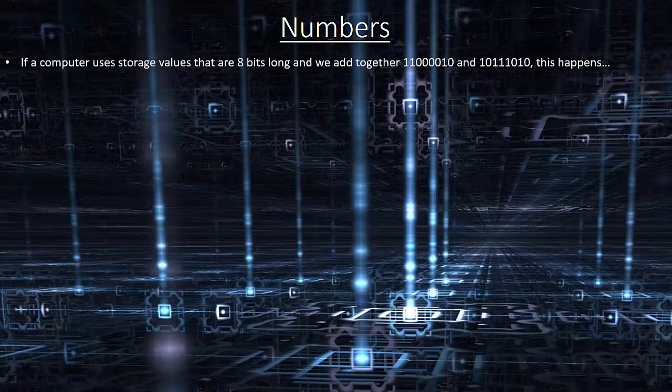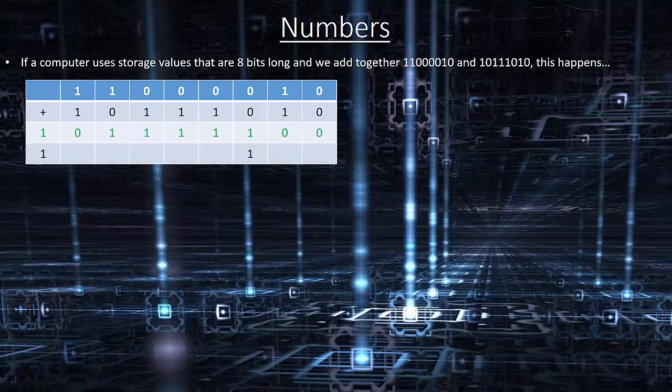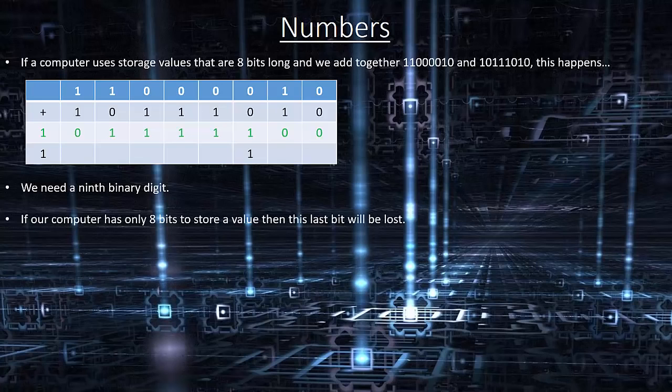If a computer uses storage values that are 8 bits long and we add together 11000010 and 10111010, this happens. We need a 9th binary digit. If our computer has only 8 bits to store a value, then this last bit will be lost. This is called an overflow. The result of the addition is too big to fit in the available space.